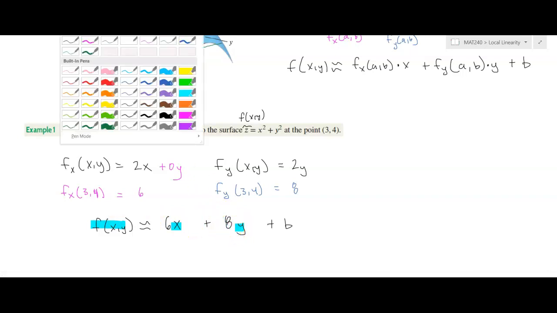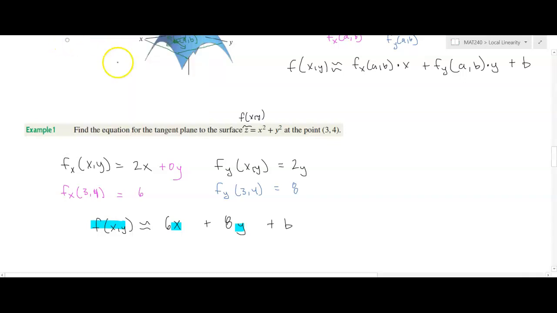Now the point that we know that's going to be on this plane is given by knowing what f of (3, 4) is. So what is the z value when x is 3 and y is 4? Not what is the change in the z value, but what is the z value? And that's simply going to be 3 squared plus 4 squared, which is 25. So I have this ordered triple (3, 4, 25) that I know is on my plane.